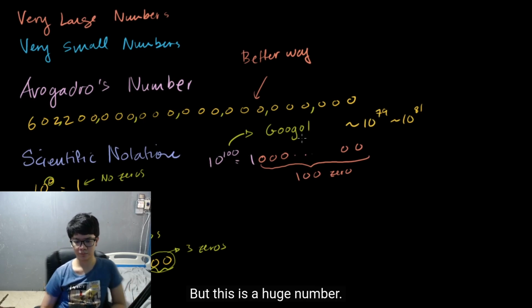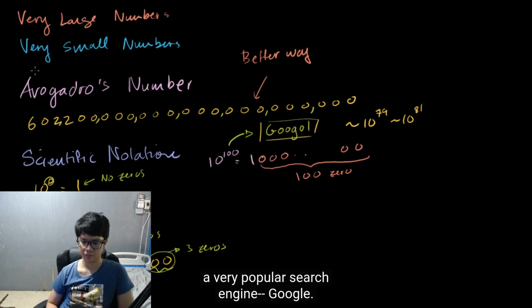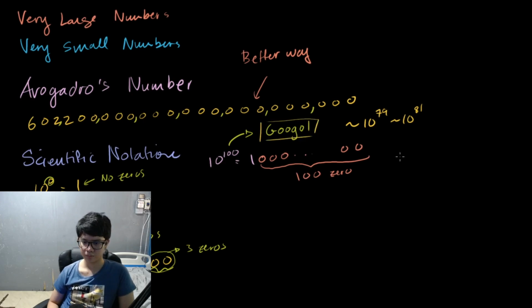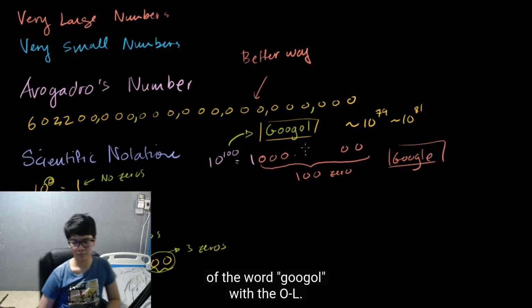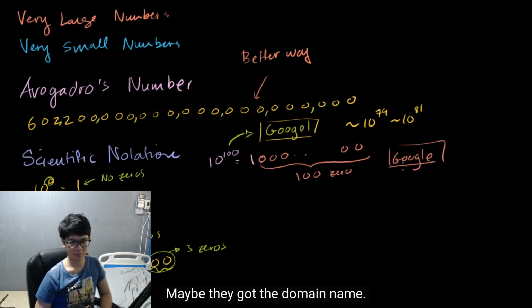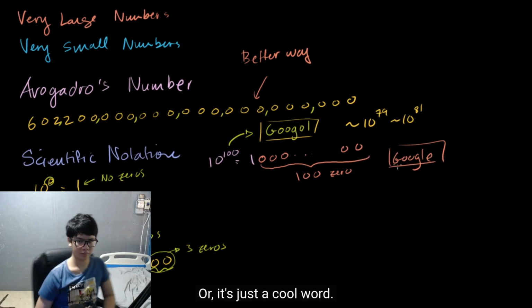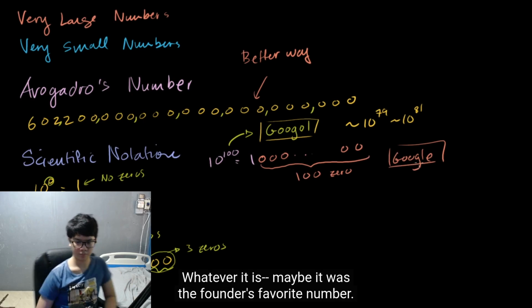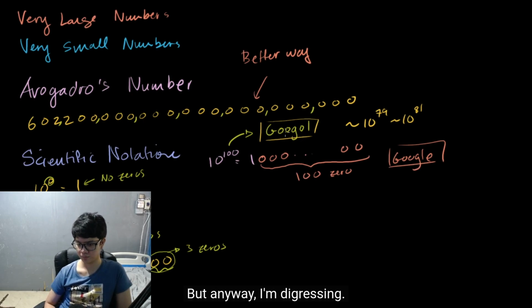This is a huge number, but maybe even more interesting to you, this number was the motivation behind naming a very popular search engine, Google. Google is essentially just a misspelling of the word googol with the O-L. And I don't know why they called it Google. Maybe they got the domain name. Maybe they want to hold this much information, maybe that many bytes of information, or it's just a cool word. Maybe it was the founder's favorite number, but it's a cool thing. But anyway, I'm digressing. This is a googol.